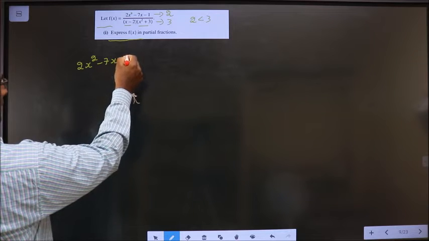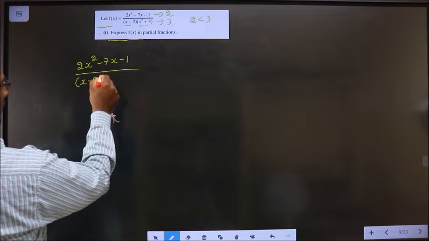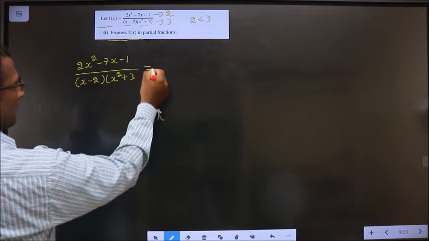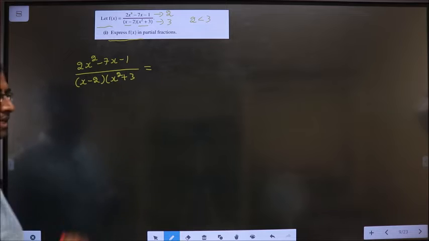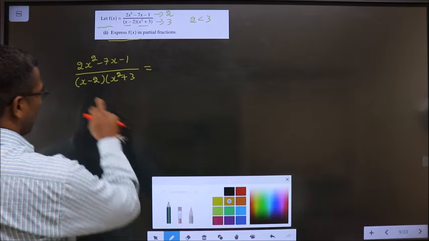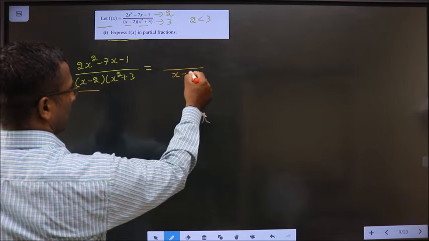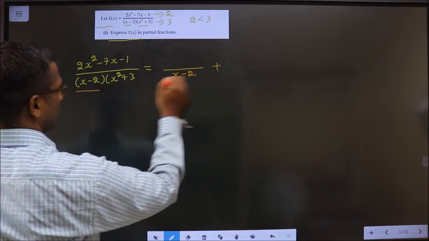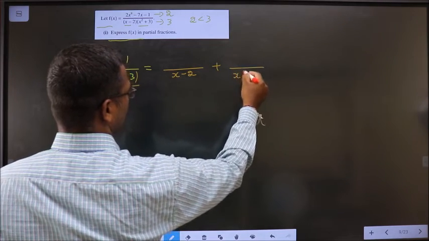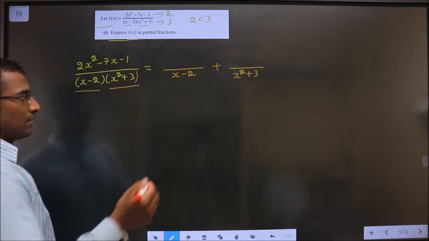Minus 7x minus 1 by x minus 2 times x square plus 1. How do I break this into partial fractions? See here. Take this bracket right over here, x minus 2, plus take this bracket right over here. Okay. Next step.